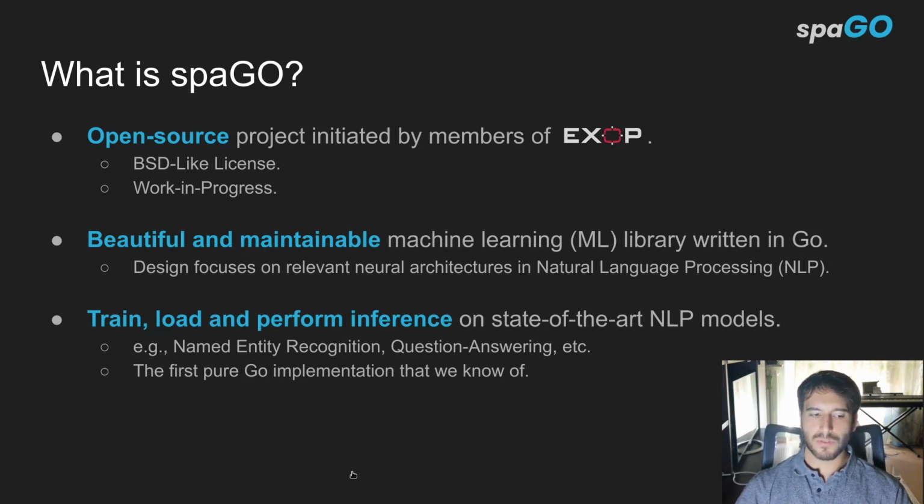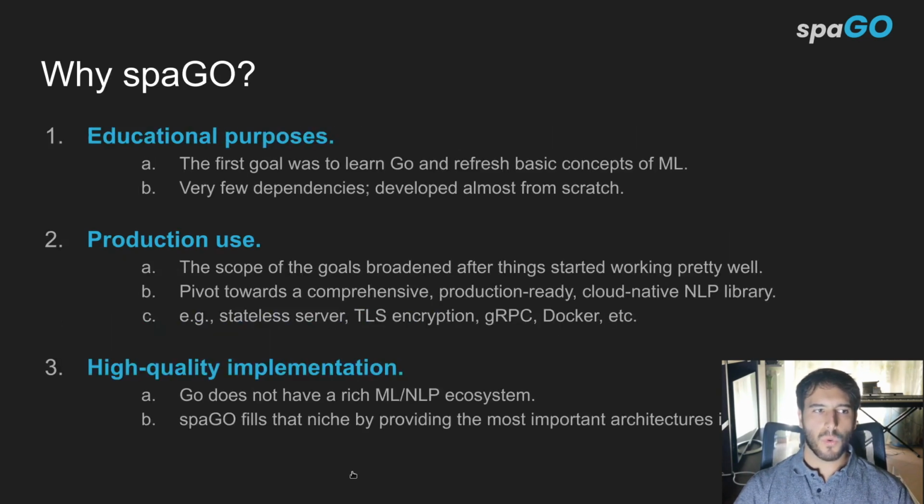And spaGO is really the first pure Go implementation that I know of capable of training, loading, and performing inference on state-of-the-art models. So why did I create spaGO? Well, first, I wanted to learn Go. And also, I wanted to refresh some basic concepts of machine learning. So I thought, why not combine these two objectives and try to develop this library from scratch so that other people can also benefit from it for educational purposes.